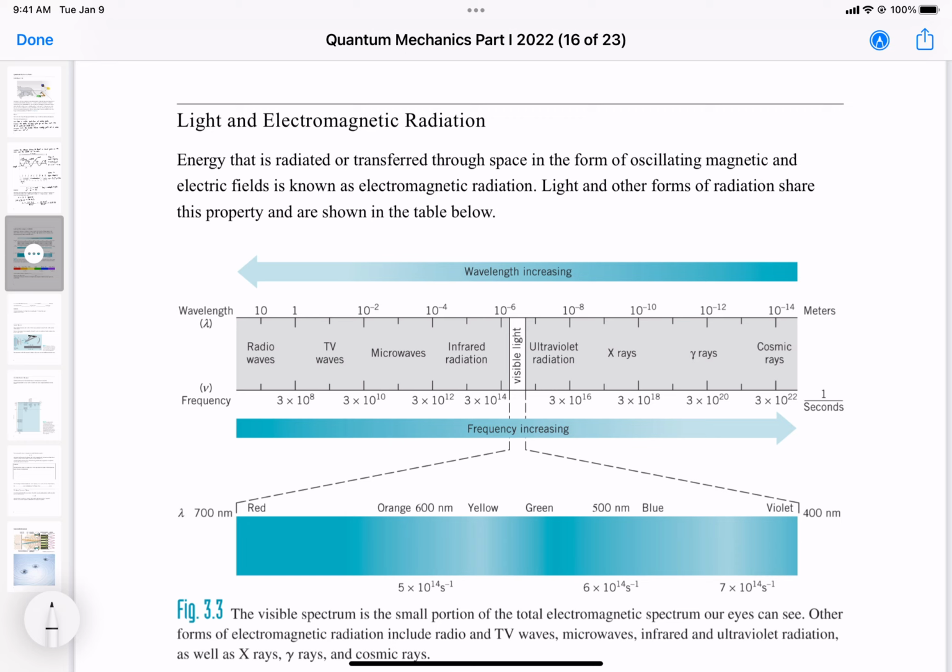Electromagnetic radiation is pretty much a form of energy matter gives off in the form of waves, or energy that is radiated or transferred through space in the form of oscillating magnetic and electric fields. More simplistically speaking, that's a fancy way of saying they move in waves. Okay, so electromagnetic radiation or light tend to move in waves, and they have a magnetic component.